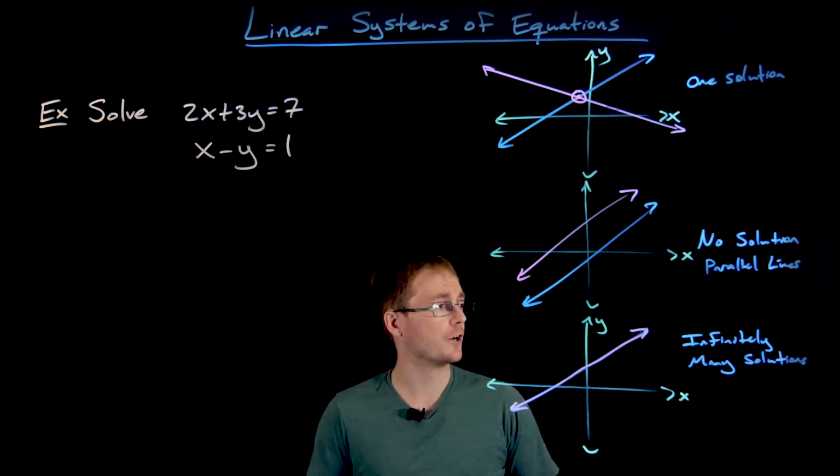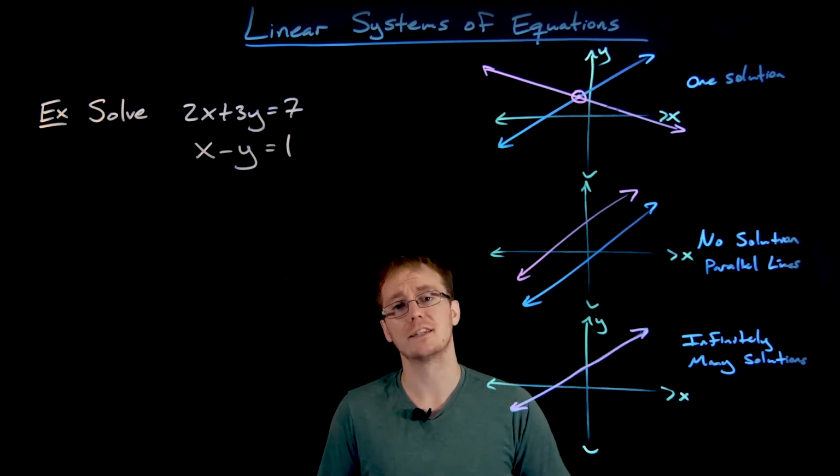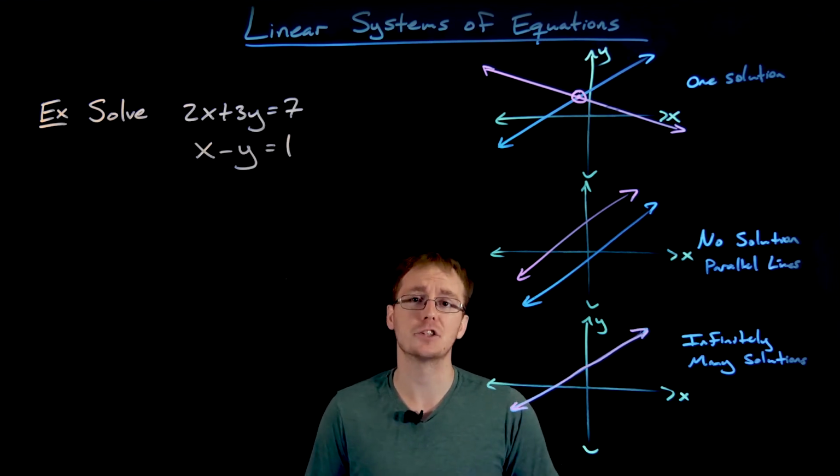And so that third scenario, when we have infinitely many solutions, only is going to happen when our lines land on top of each other, and that is when our lines, we say, coincide.